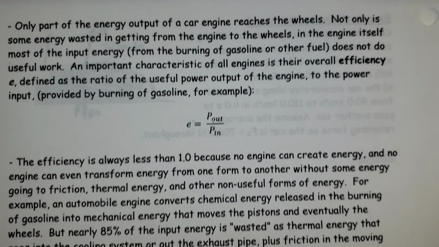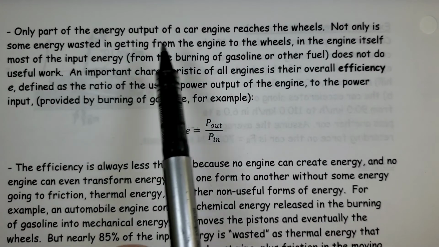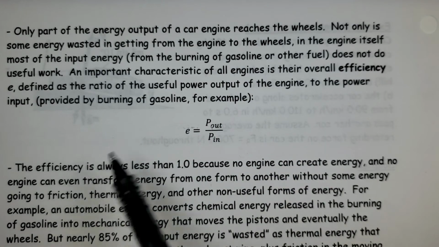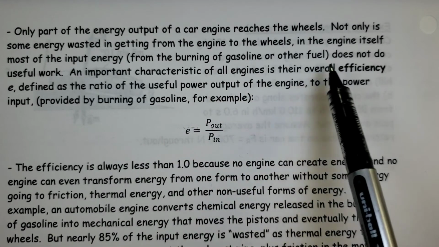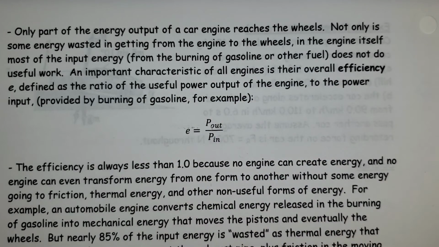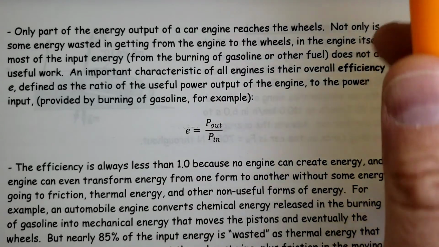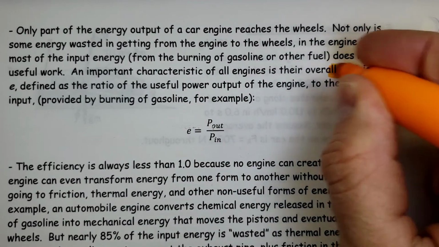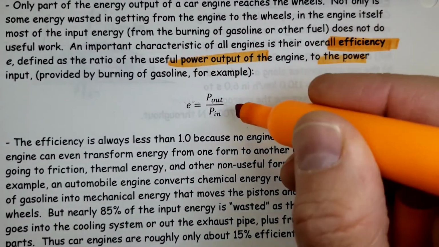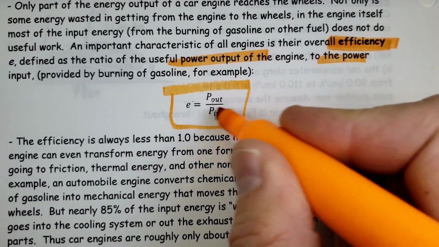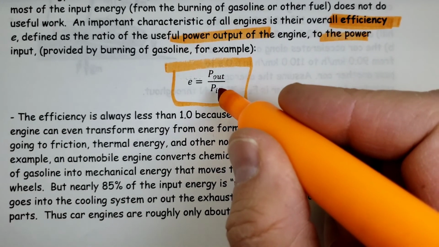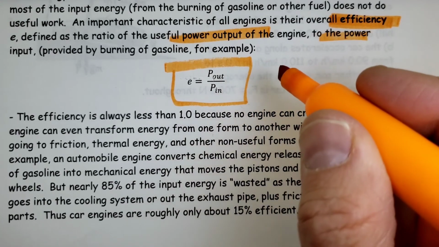All right, looking at the last page here, only part of the energy output of a car engine reaches the wheels. Not only is some energy wasted in getting from the engine to the wheels, in the engine itself, most of the input energy from burning gasoline or other fuel does not do useful work. An important characteristic of all engines is their efficiency. How efficient are they? It's a ratio of output to input in terms of power. So what we get out of it versus what we get into it, of course, the closer we achieve an answer of 1, the better that is.